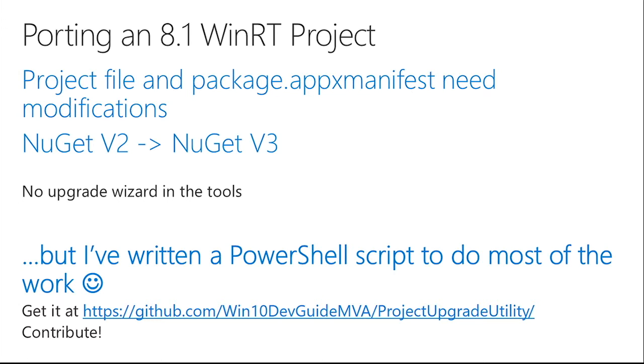Yeah, exactly. So there is no wizard that can say right-click on an 8.1 project and turn it into a UWP one, but on GitHub, in the Win10 Dev Guide MVA project upgrade utility, there is a PowerShell script that I've written which will do most of that work for you. It doesn't do everything, and it's absolutely not an official Microsoft offering, so let's get that clear. You were just being helpful. I wrote it myself because I had a bunch of samples that needed upgrading.